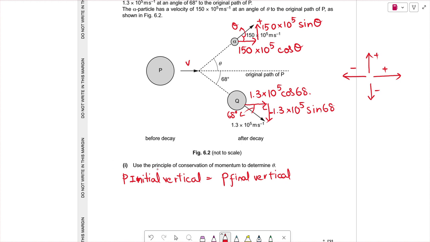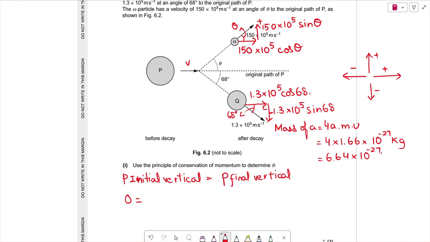Now, initial vertical momentum is zero since he was traveling with a horizontal velocity. Now, considering the final vertical momentum, we find the mass of the alpha particle and Q. So mass of alpha is 4 AMU, atomic mass unit, and when you have to convert it into kg, you multiply it with 1.66 into 10 to the power of minus 27 kg. So 4 times 1.66 gives us 6.64 into 10 to the power of minus 27 kg.